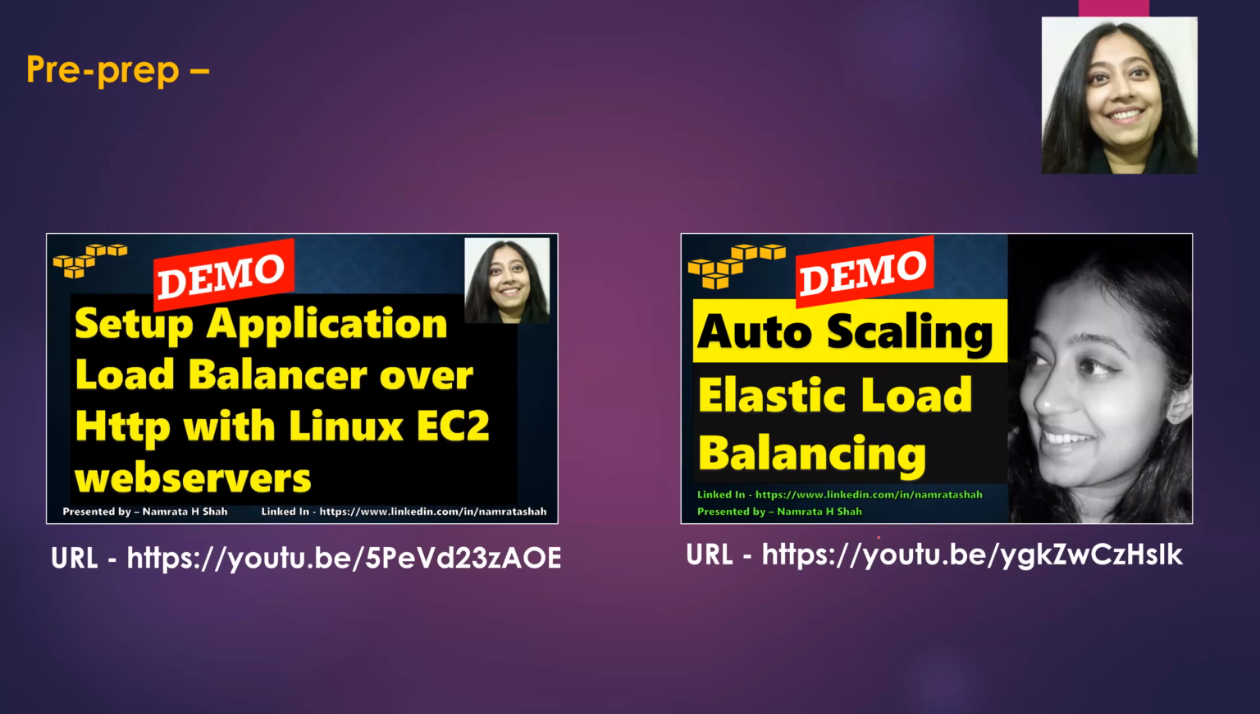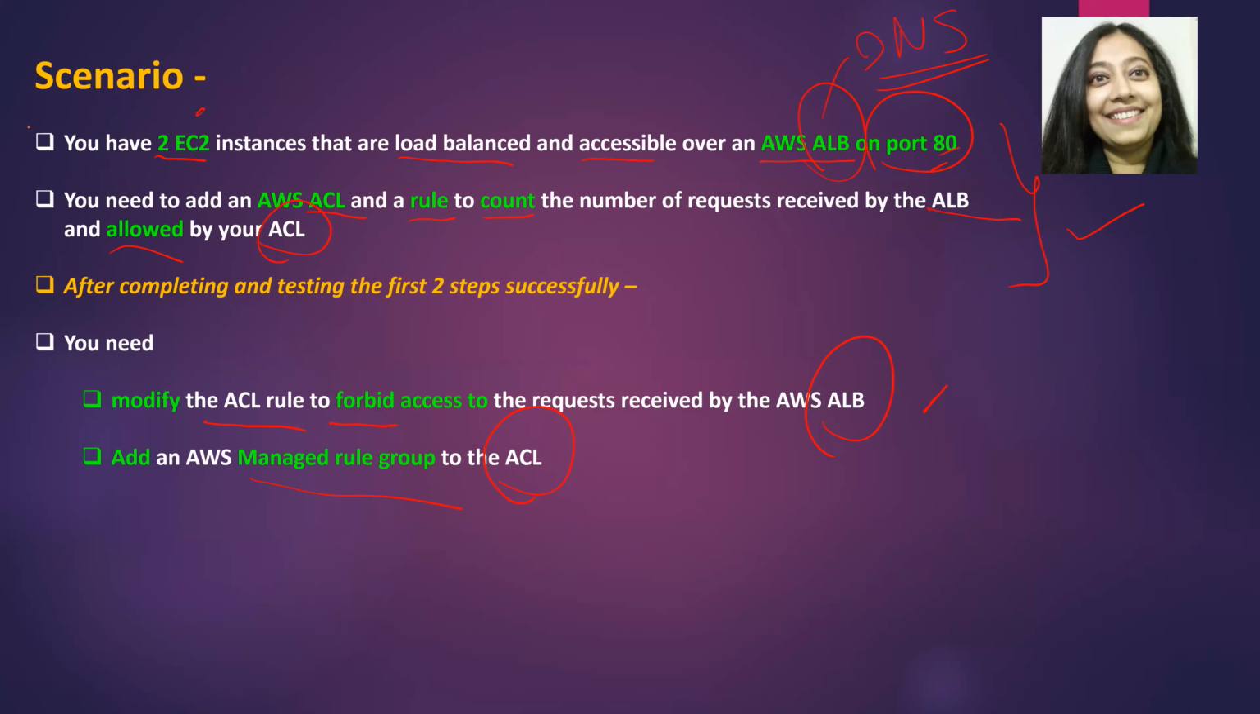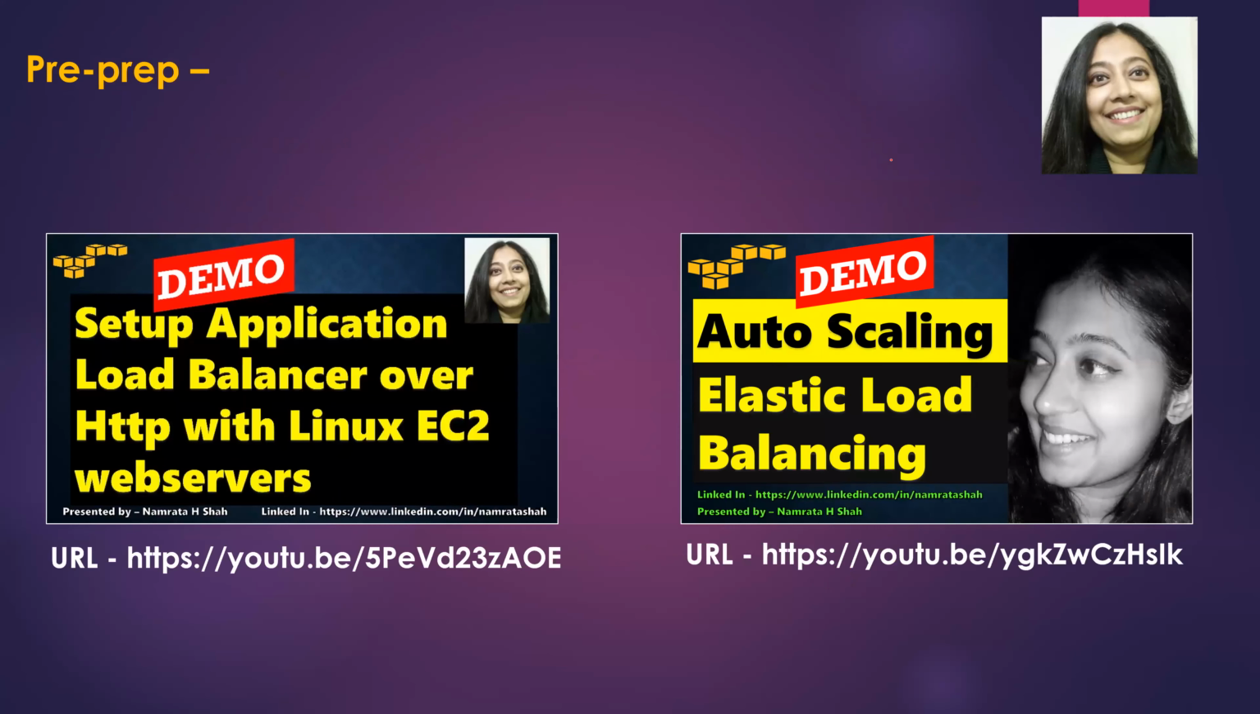Pre-prep. If you remember this particular step, we have to create two EC2 instances that are load balanced and accessible over ALB and port 80. I had created this particular video in which I have gone through all of these steps. I would request you to please review this video and ensure that your setup is ready and you have at least two EC2 instances which are load balanced over ALB. This is the bare minimum requirement for this particular tutorial. This is the pre-prep that you need to finish.